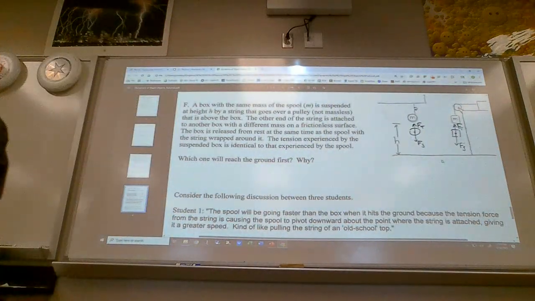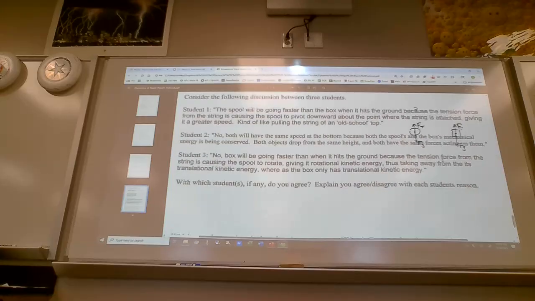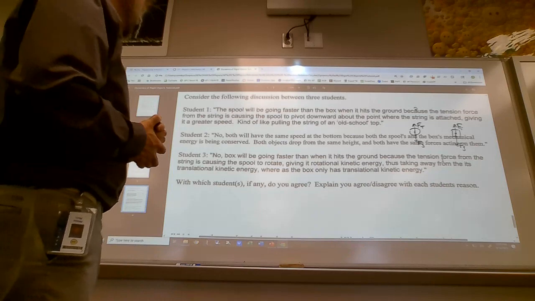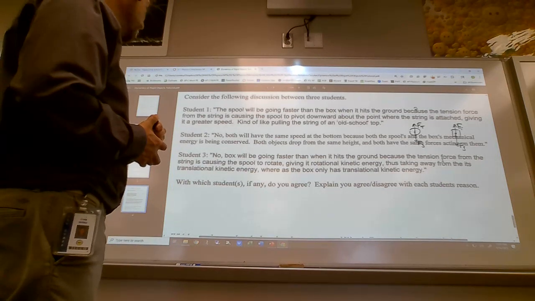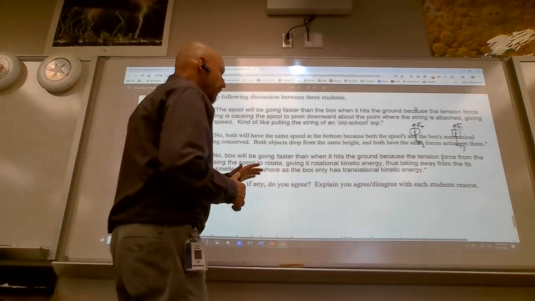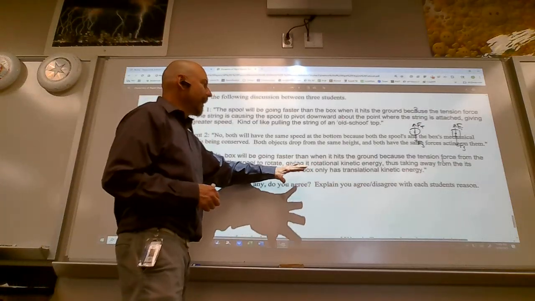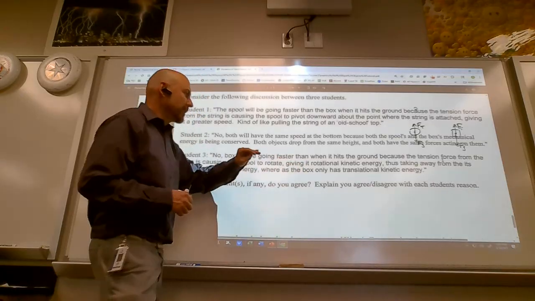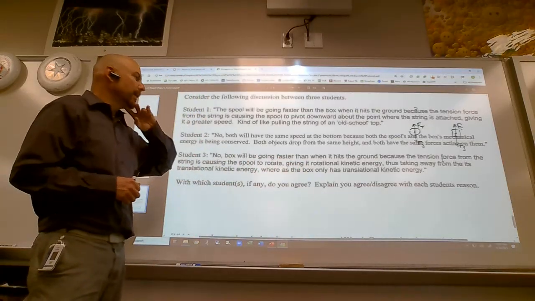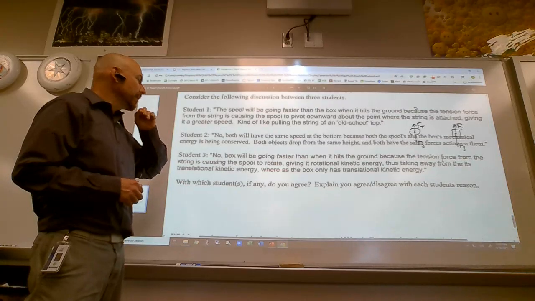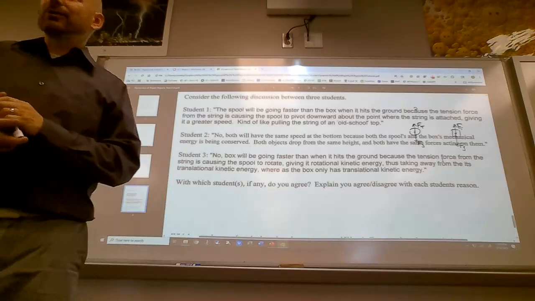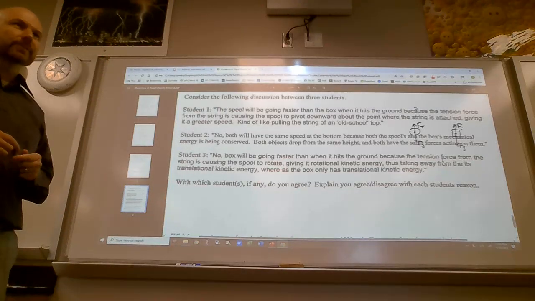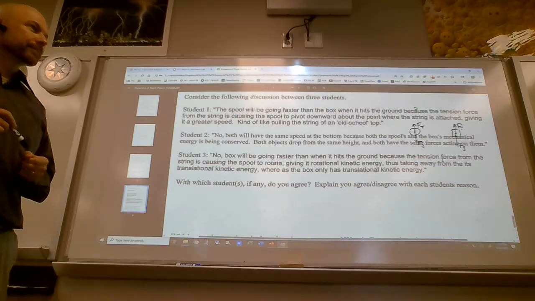Student 3 was not right. Student 3 said the box is going faster, the tension from the string is causing the spool to rotate, giving it rotational kinetic energy, thus taking away from its translational kinetic energy. Okay. All of that is not wrong. It's just the fact that the mechanical energy of the box is not conserved. That's where his downfall is. Student number 3. Yeah.